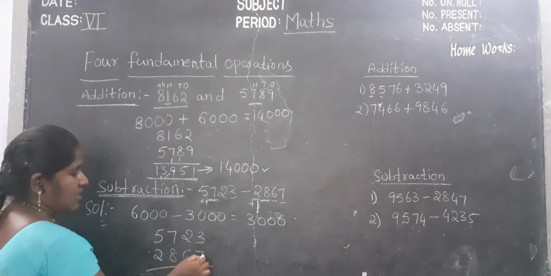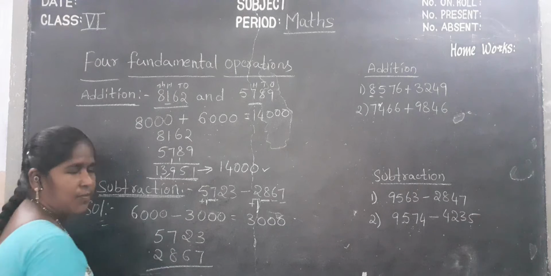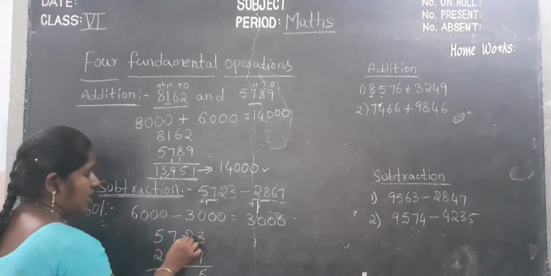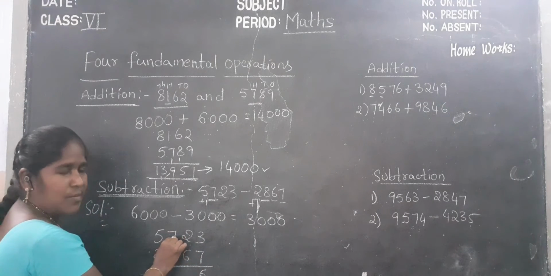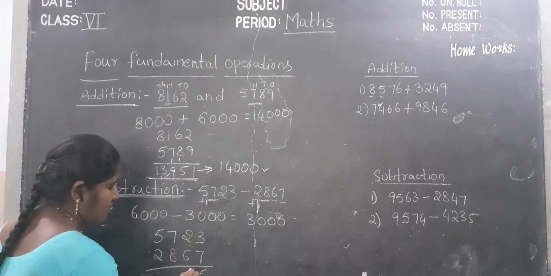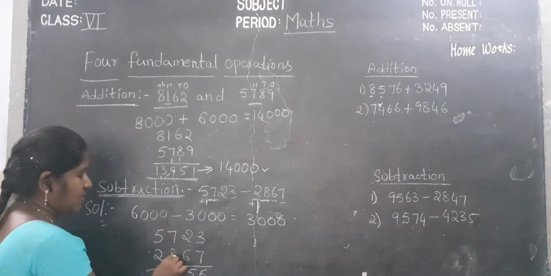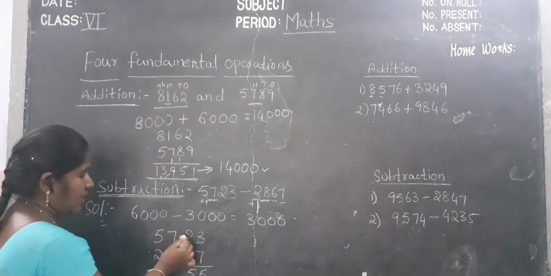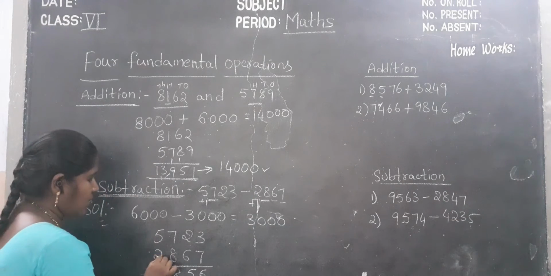See children, 13 minus 7. 13 minus 7 means we will keep here borrowed subtraction. 13 minus 7 means 6. Here we have 1. 1 means we will take from this number, 11. 11 minus 6, 5. Here we have 6. 6 minus 8 means we will borrow from the 5. So here 16. 16 minus 8 means 8. Here we have 4. 4 minus 2, 2.